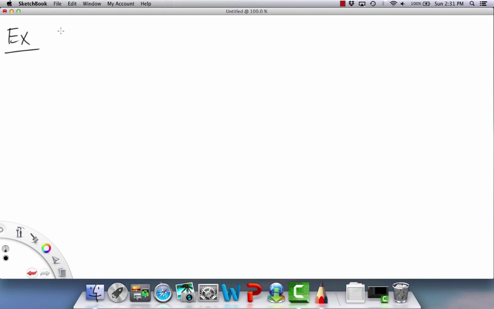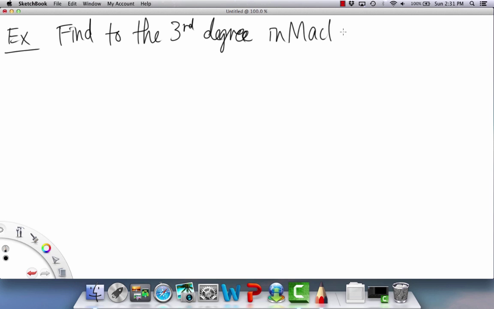We're finding, okay, so find to the third degree, so something raised to the, probably an x raised to the third power, in Maclaurin. So Maclaurin, whenever you see that, I'm happy whenever I see that, because that just means the center is 0, and that makes my life a whole lot easier. In Maclaurin expansion.